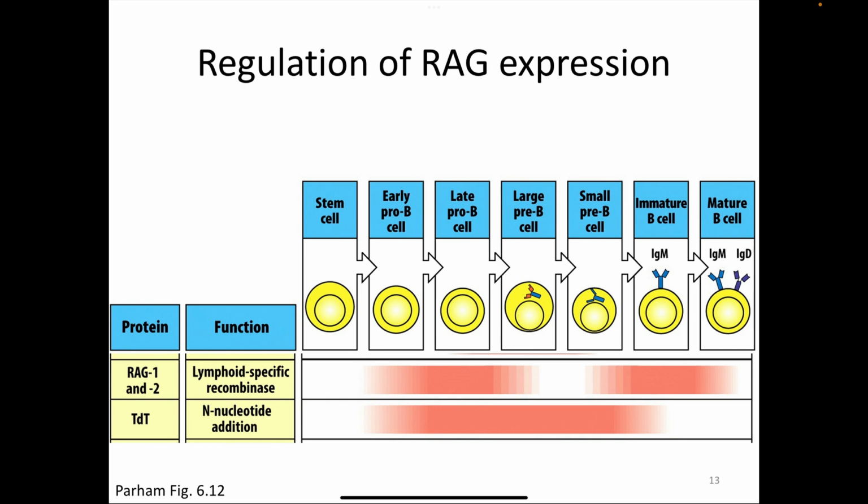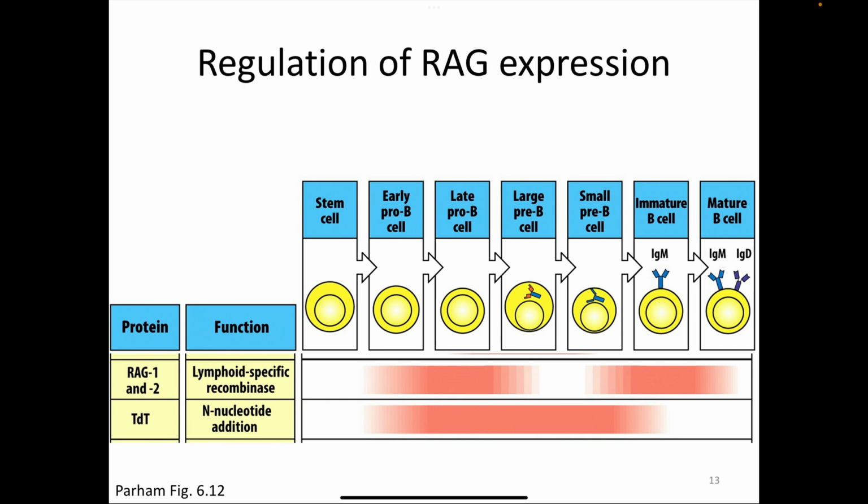The only cells in your entire body that make the RAG proteins are B cells during these two phases of their life and T cells during the two phases of their life. Because we tightly regulate the expression so that RAG can't damage DNA in any other part of this.